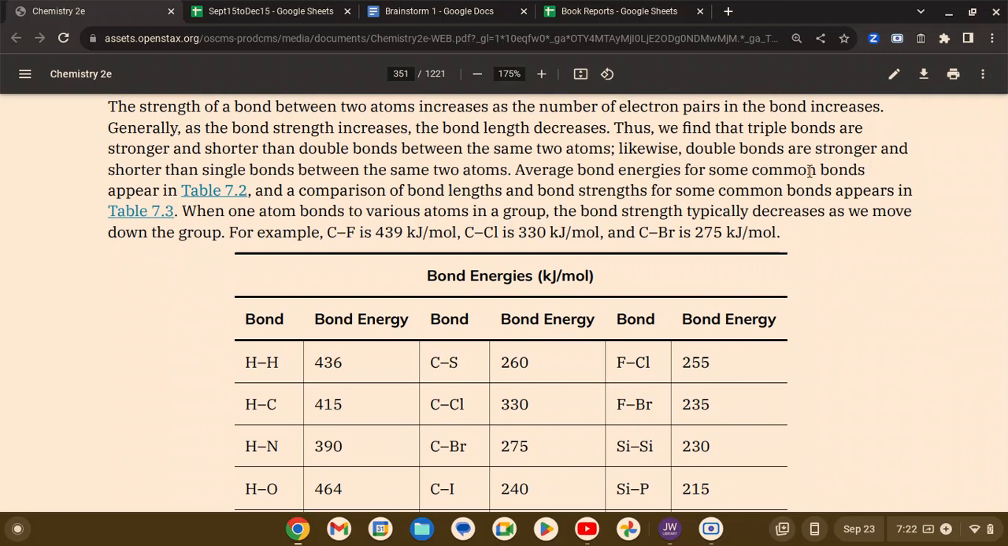When one atom bonds to various atoms in a group, the bond strength typically decreases as we move down the group. For example, carbon-fluorine is 439, carbon-chlorine is 330, carbon-bromine is 275, and so on.